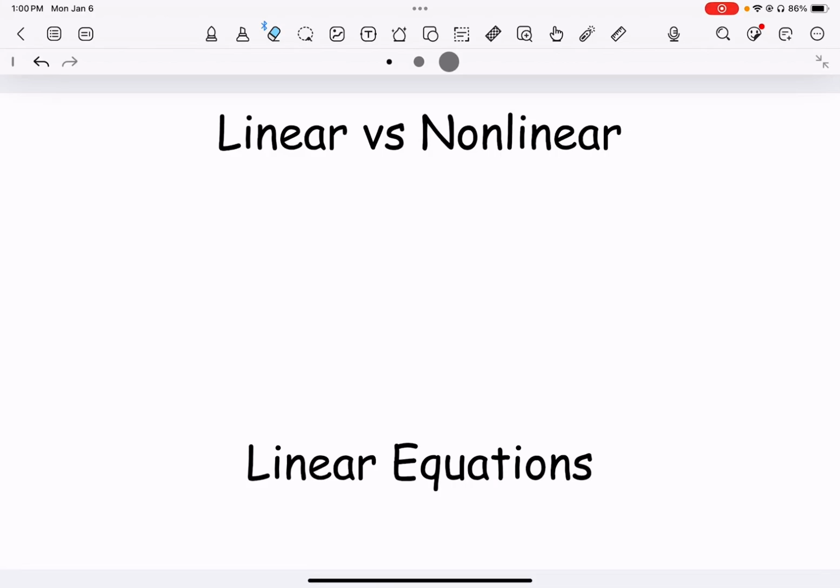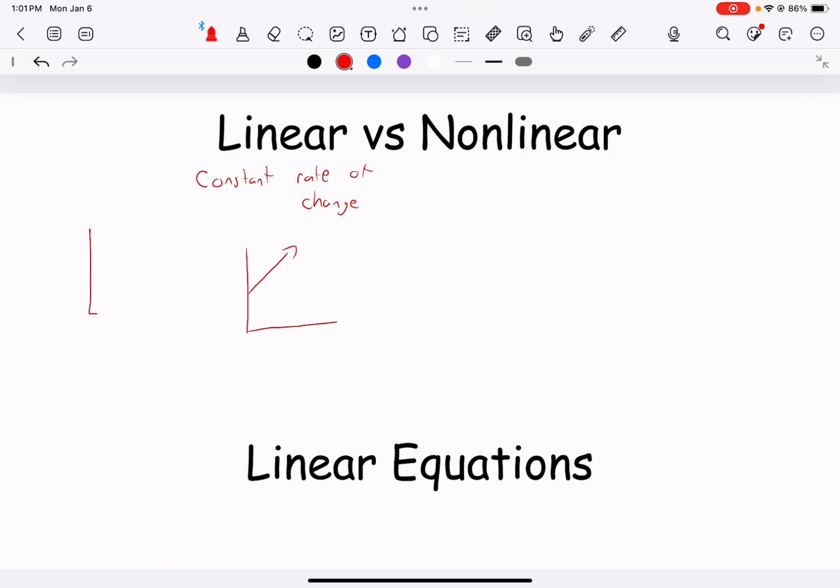This lesson is on the difference between linear and nonlinear functions. A linear function is a function that has a constant rate of change or a constant slope. When you're determining a linear function or nonlinear function from a graph, a linear function will always be in a straight line. You can have a positive slope, a negative slope, or a slope of 0. A nonlinear function does not have a constant rate of change and is not going to be in the form of a line.